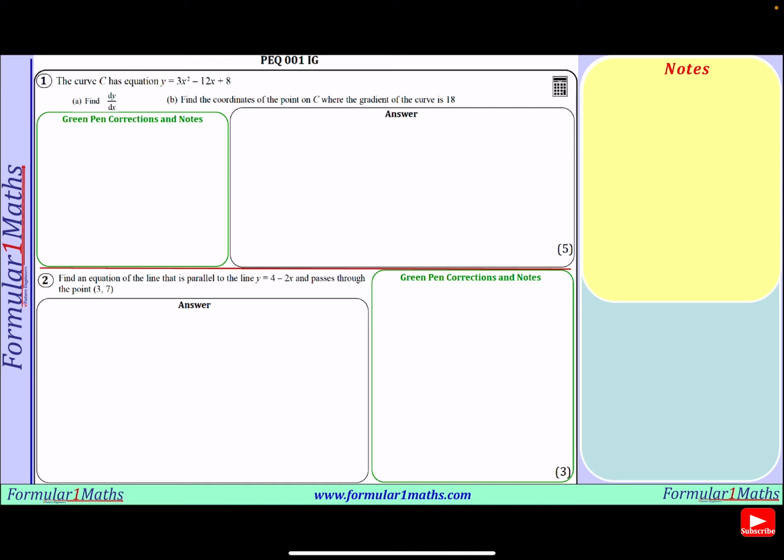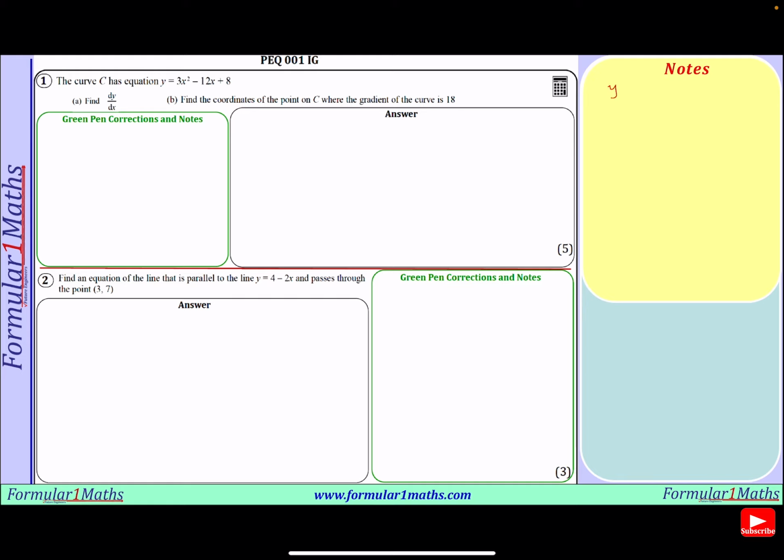Question 1. The curve C has equation y equals 3x squared minus 12x plus 8. A. Find dy/dx. B. Find the coordinates of the point on C where the gradient of the curve is 18.